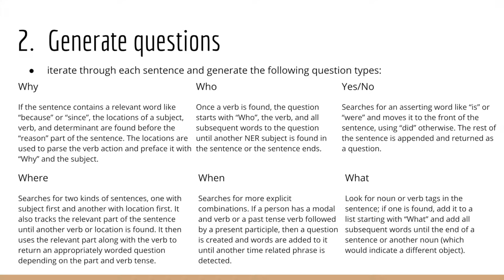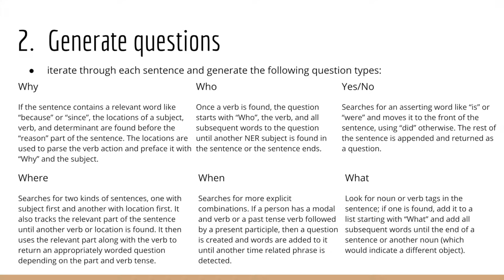For what questions, we looked at the noun or verb tags in the sentence. If we found one, we added what along with the verb and then all subsequent words to the end of the sentence or until we hit another noun. For who questions, once we found a verb, we made sure that the question started with who, then the verb, then all subsequent words until we hit another NER subject or until the sentence ended. For example, Joe ran the marathon quickly would become who ran the marathon quickly.